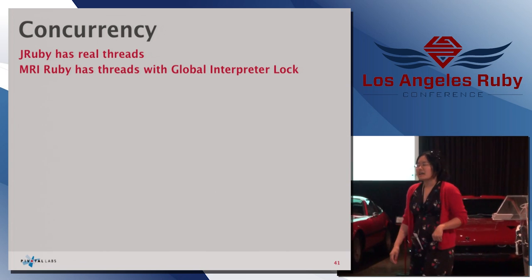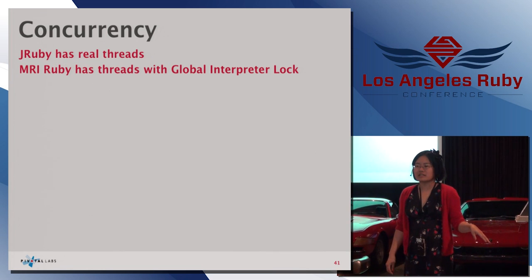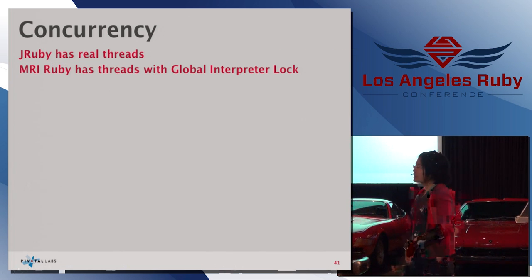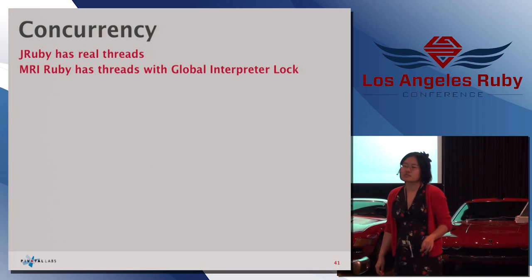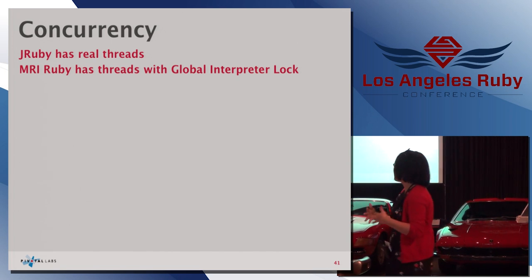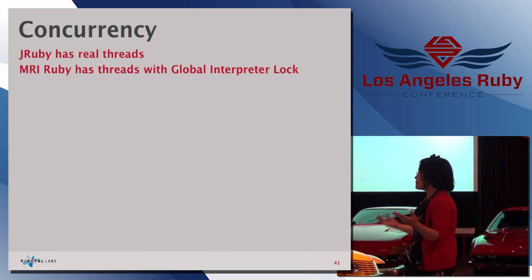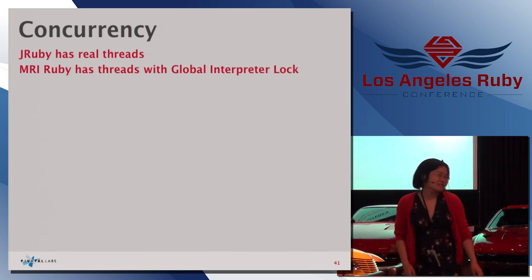MRI doesn't have real threads, and I think this was something that was mentioned in an earlier talk. MRI's implementation of Ruby has a global interpreter lock, and basically when you have a global interpreter lock, your threads don't really execute in parallel. While JRuby has real threads, that's great, that's awesome. So why is it awesome?